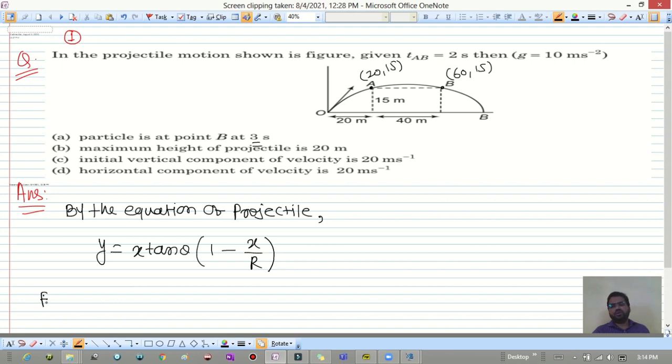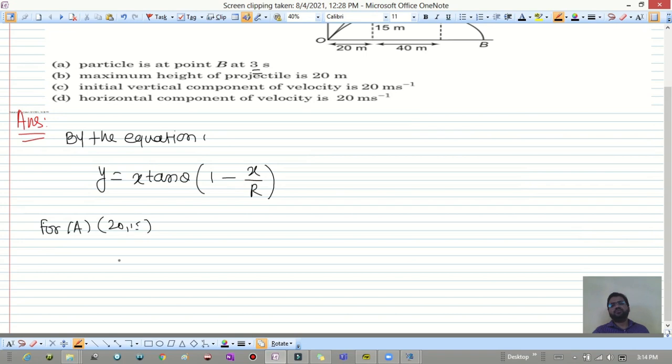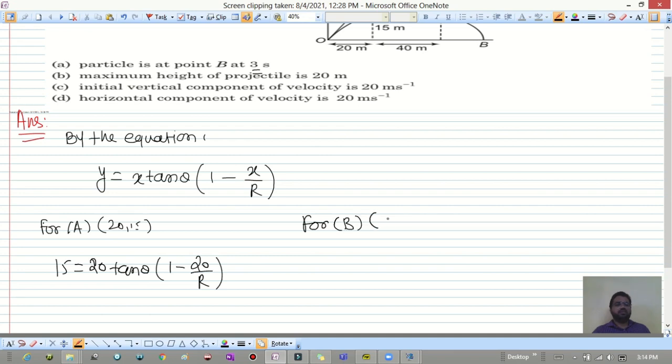So for point A, we know that coordinates are 20 comma 15. That means at x is equal to 20, y is equal to 15. So y we have is 15 is equal to 20 tan theta in bracket 1 minus 20 divided by R. Likewise for point B, coordinates are 60 comma 15. So y is equal to 15 is equal to 60 tan theta in bracket 1 minus 60 divided by R.